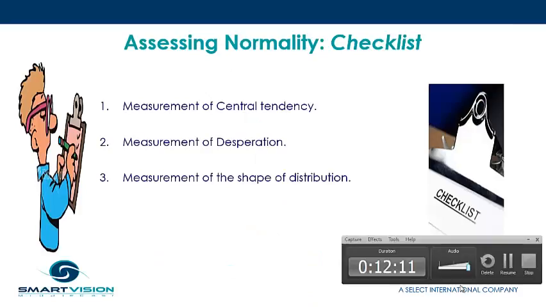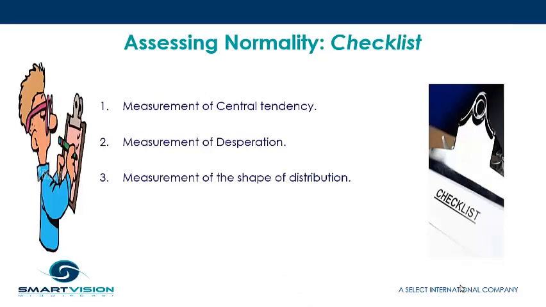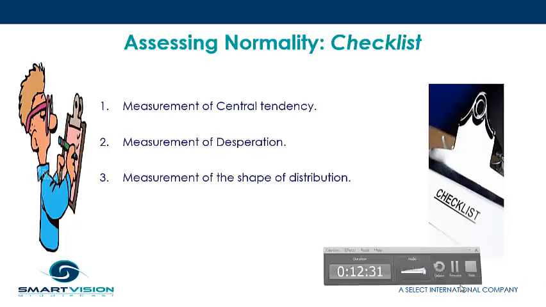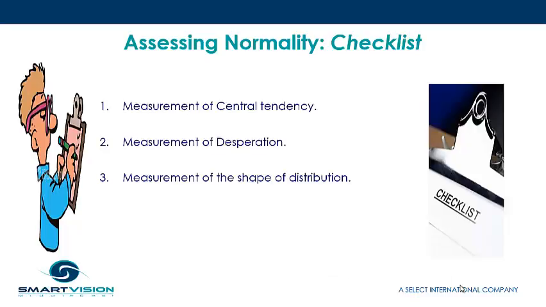Once a random sample was collected, it has to pass through three main measurements, which are measurement of central tendency, measurement of dispersion, and measurement of the shape of distribution. These measures will tell us if the sample is normally distributed or not. And if it is, then we can apply inferential statistics on this sample.